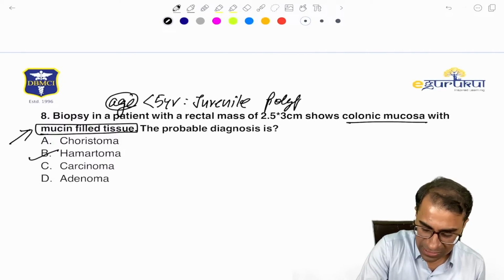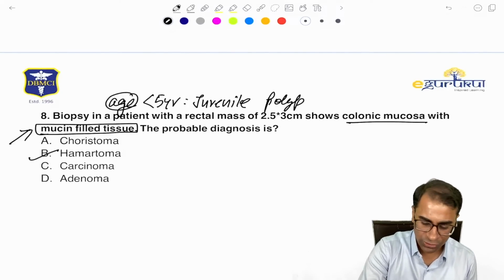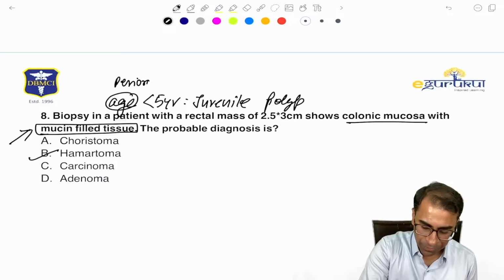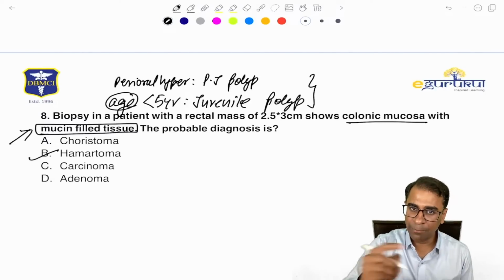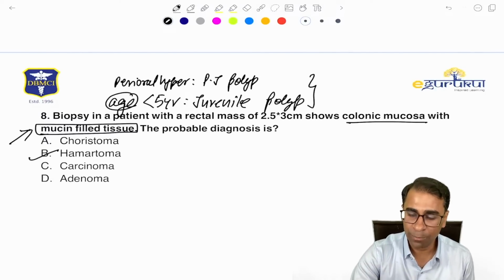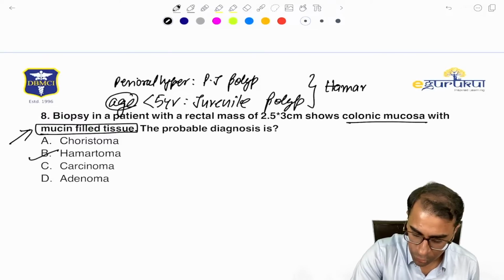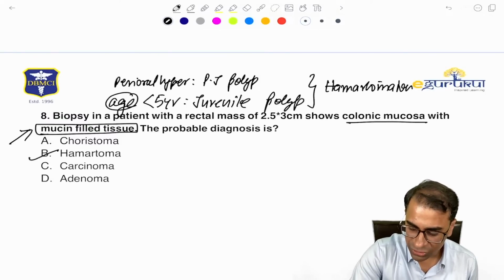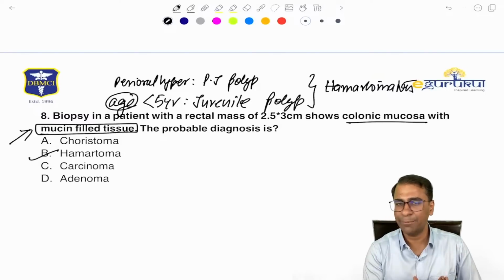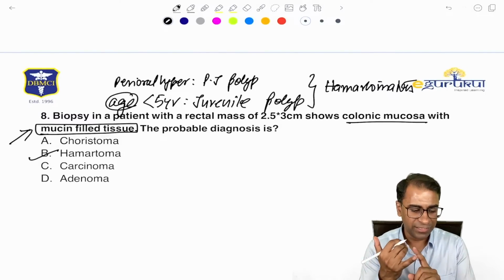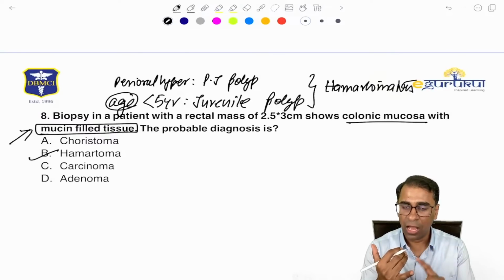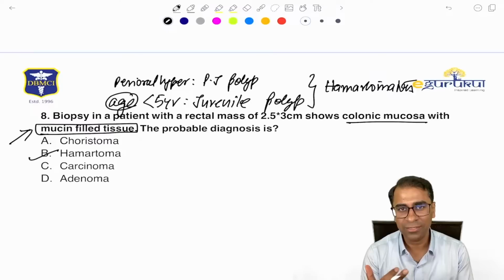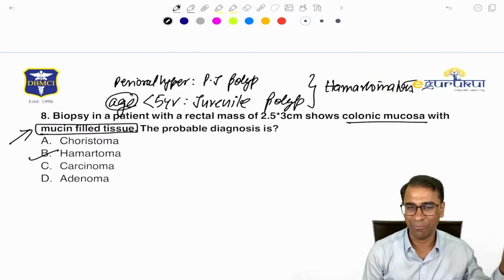Juvenile polyp. In the same case, suppose it is in a woman, and suppose perioral hyperpigmentation was present, it would have become a Peutz-Jeghers polyp. Just remember, both these polyps, juvenile polyp and Peutz-Jeghers polyp, are, yes, hamartomatous polyps. I just remind you guys that benign polyps are of three types. It is HHI: hamartomatous, hyperplastic, inflammatory. Okay, these are all benign polyps.